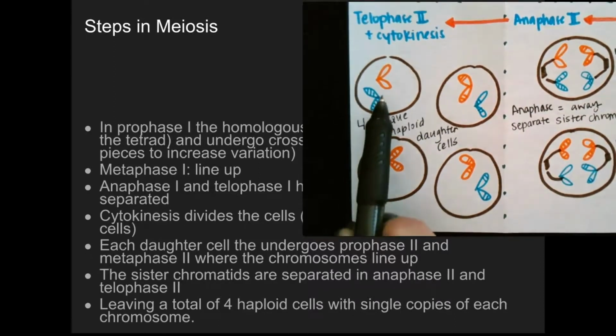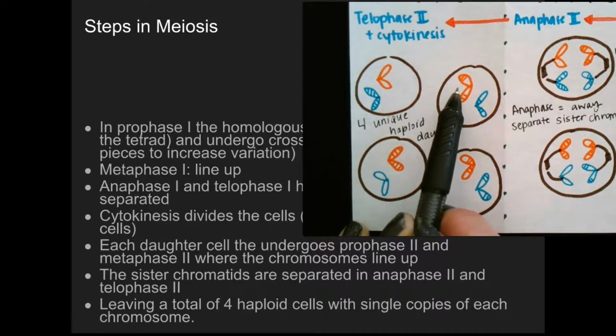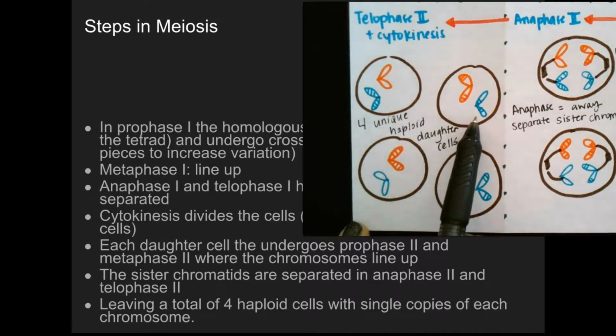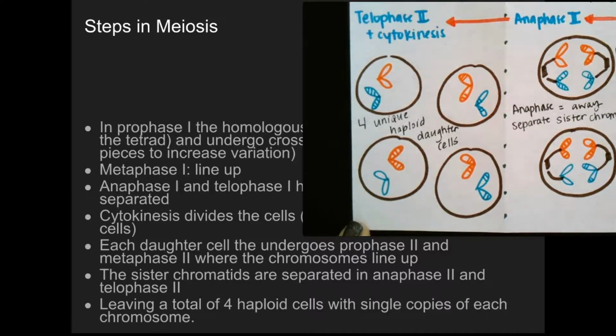We have an orange open with a blue stripe. We have a top half striped orange with a bottom half striped blue. We have a bottom half striped orange with a top half striped blue, and a striped orange with an open blue. This means that all 4 of these offspring are unique. This gives us a whole lot of possible variation. And please remember that variation is the point of meiosis.